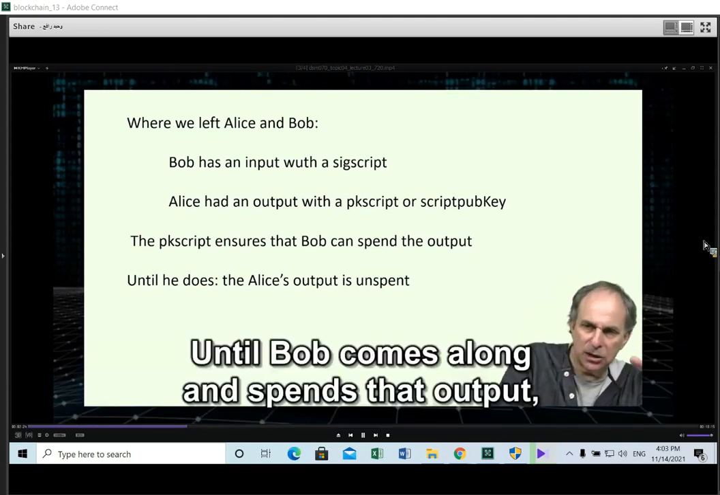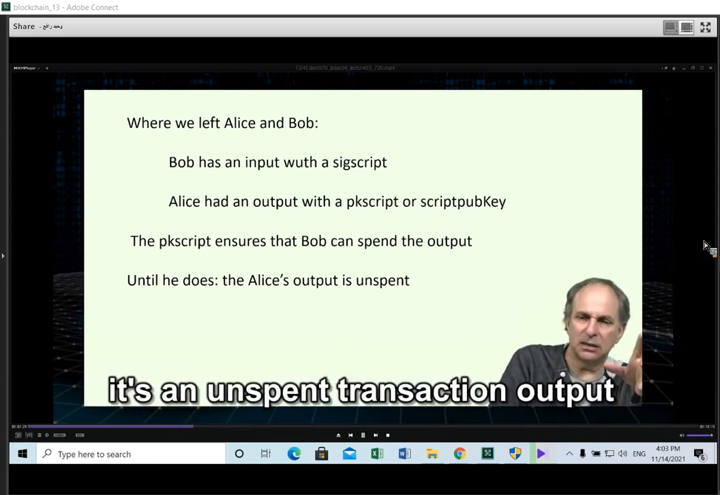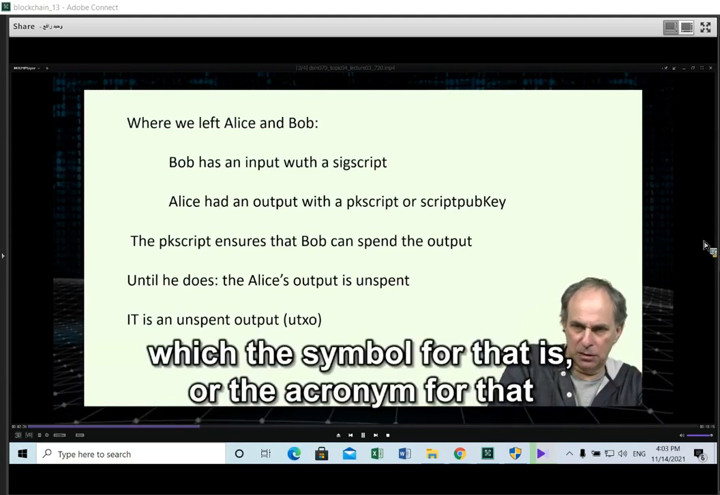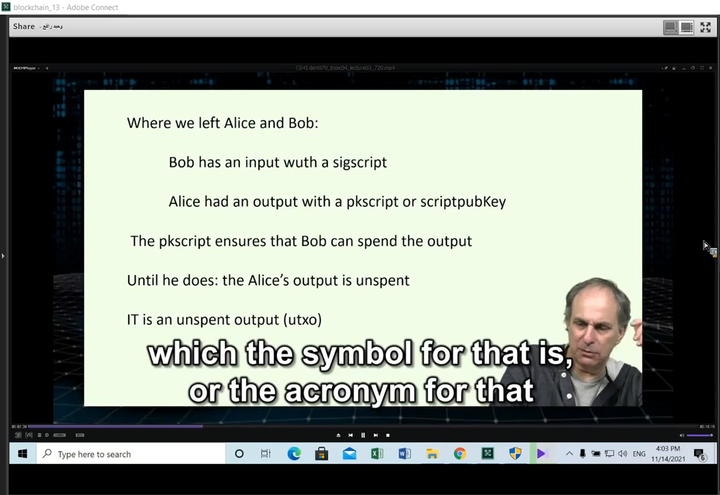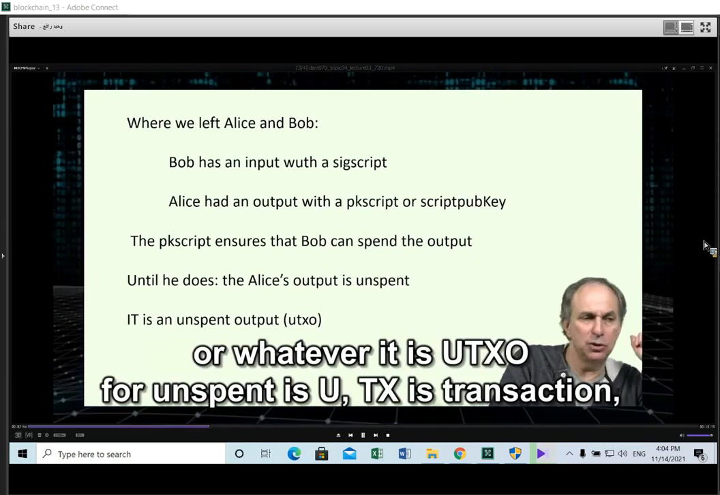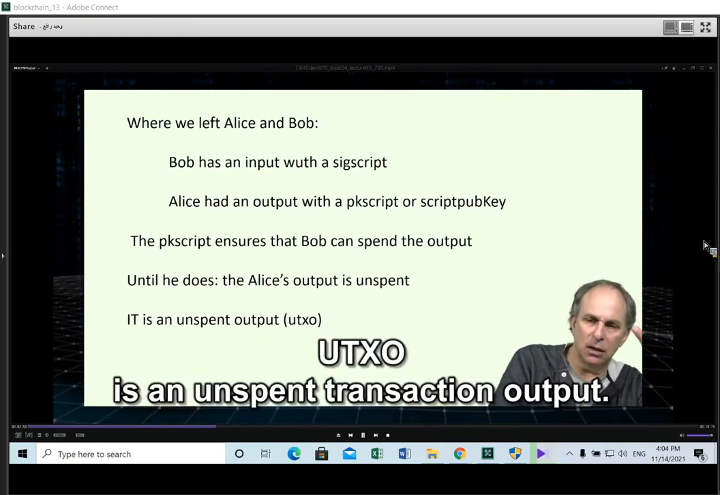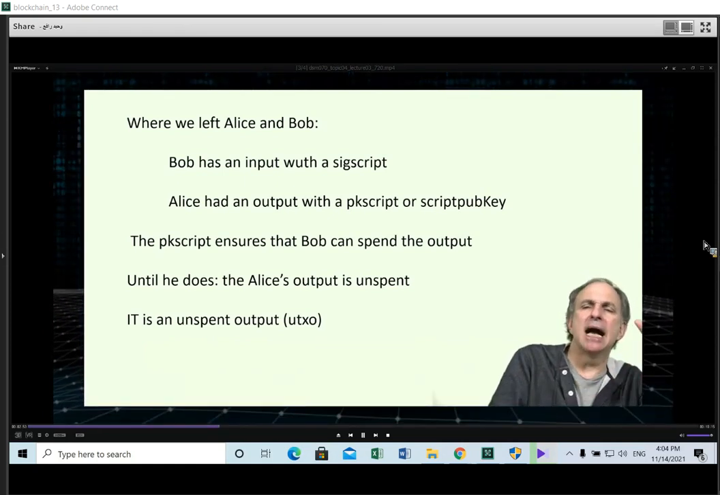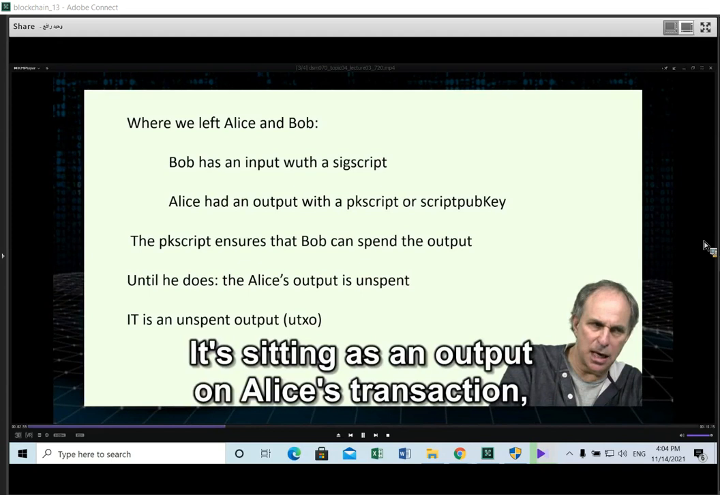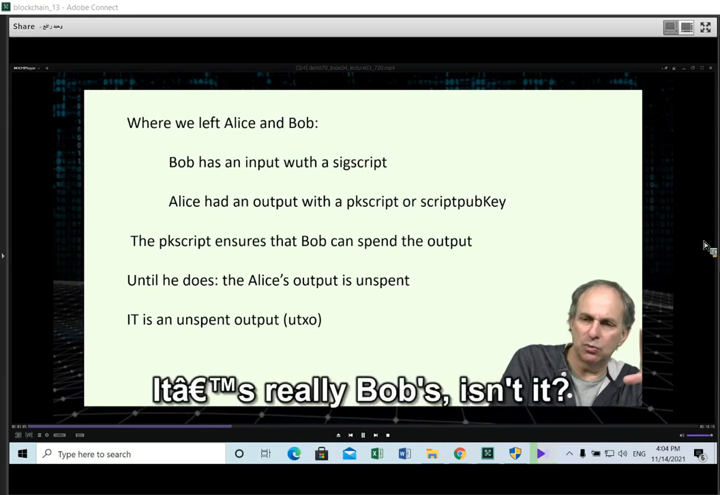It's sitting sort of as an output of Alice's transaction, but it's only available to Bob. So it's really kind of Bob's, isn't it? And that's the point. Unspent transaction outputs are the equivalent of money in the bank. It's as near as we get to talking about money in the bank. It's the unspent transaction outputs. And so that really belongs to Bob, that unspent transaction output, because he's the only one who can spend it. So that's Bitcoin. Bitcoin keeps track of the full set of unspent transaction outputs at all times.